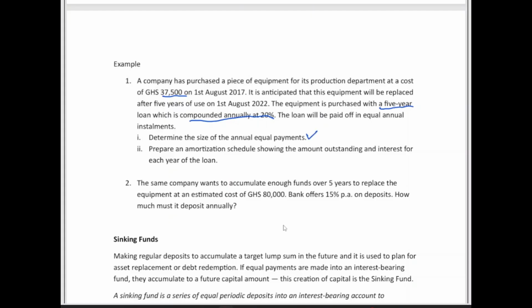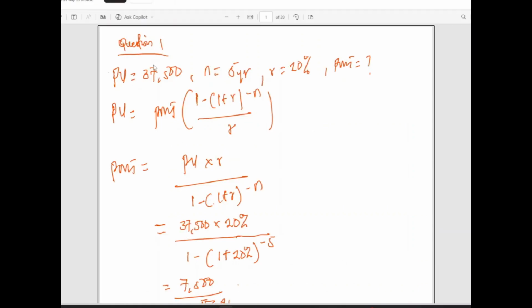The second requirement is to prepare an amortization schedule showing the amount outstanding and the interest for each period of the loan. So that is the example that we are going to look at. Based on the question, we know that the loan being taken is 37,500, the number of years is 5, and the interest compounded annually is 20%.